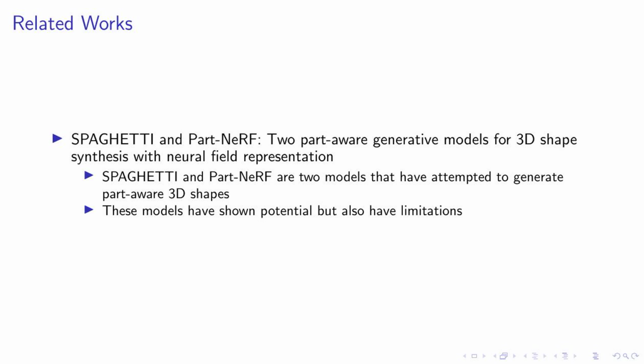For instance, Spaghetti relies heavily on 3D supervision and primarily focuses on geometry, neglecting textured shape generation. Part-nerf, while only requiring 2D supervision, has a complex architecture that leads to increased learning complexity and less than optimal rendering outcomes. Despite these challenges, these models have laid a solid foundation for our work, and we aim to build upon their strengths while addressing their limitations.